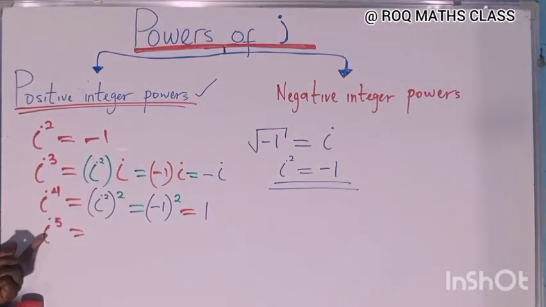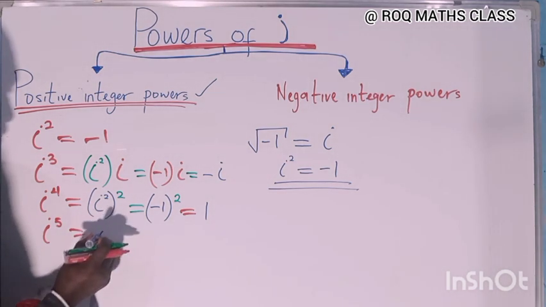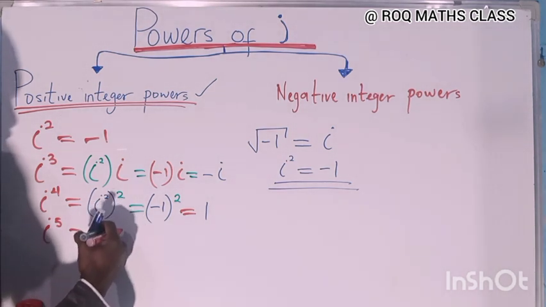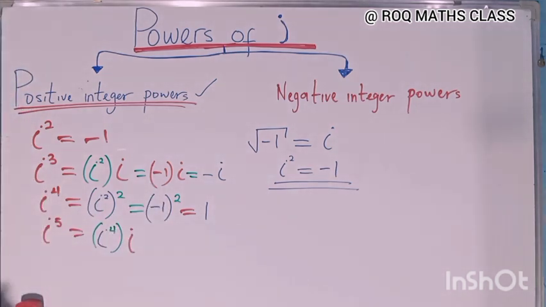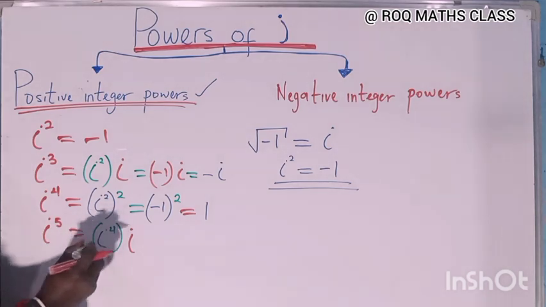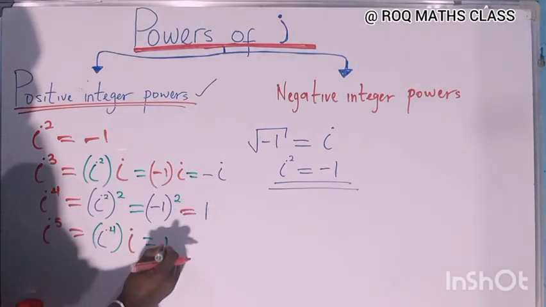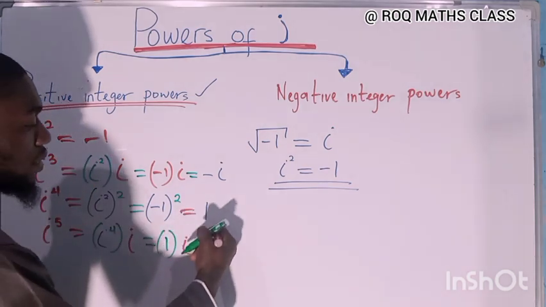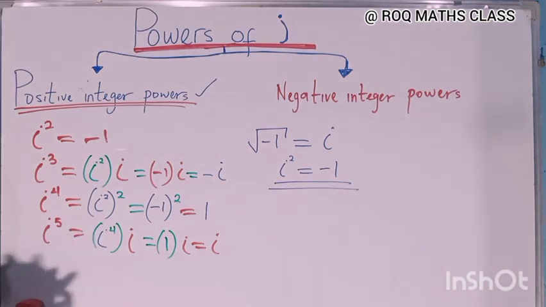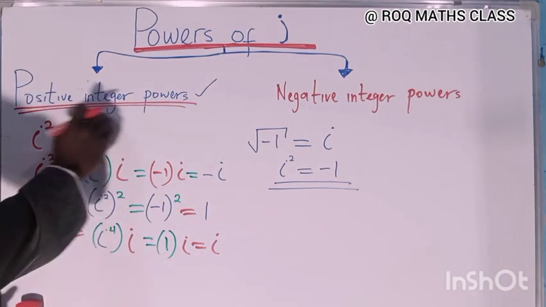Then the next one I have iota raised to the power of 5. Iota raised to the power of 5 can be represented as iota raised to the power of 4 times iota. So this is what I'm going to have. My iota raised to the power of 4 is the same thing as, what's our iota raised to the power of 4 on this part? I have 1. So 1 times iota. 1 times iota is another what? Iota.